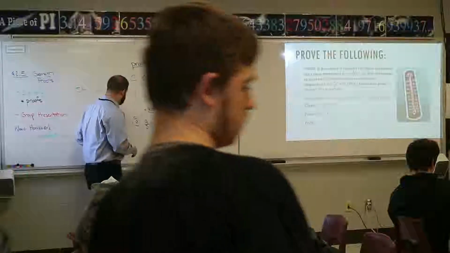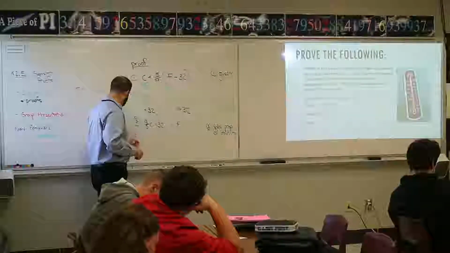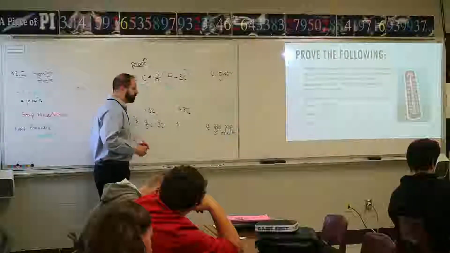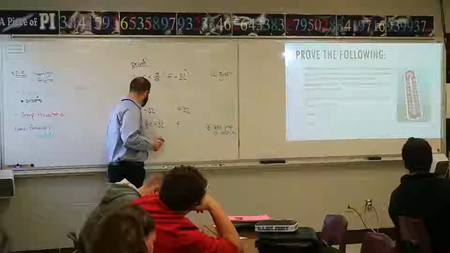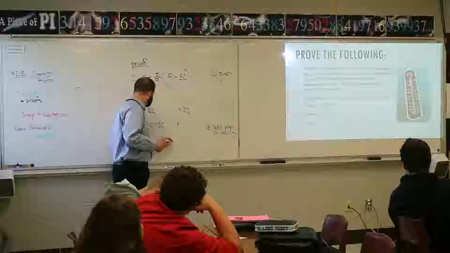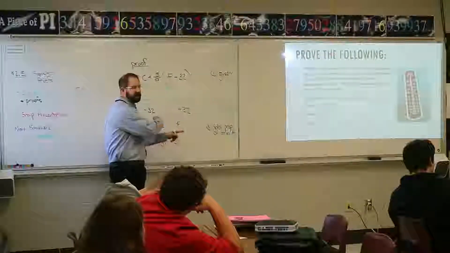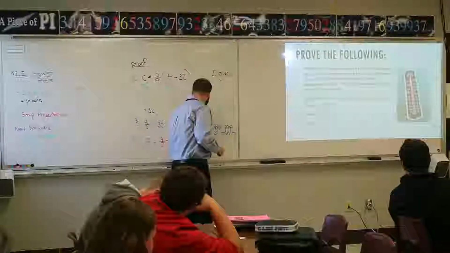So this is my last step. Step 4. All I'm going to do is flip the right and left side. So the F is going to come over here. The 9/5 C plus 32 is going over there. I just flip the sides. That is called the symmetric property.